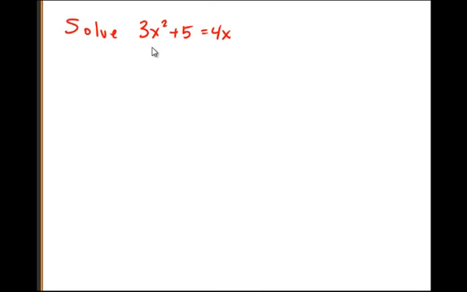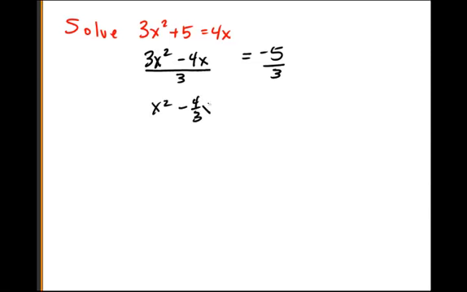I would usually use the quadratic formula when my leading coefficient is not 1, but I'll show you how you could still do completing the square. Let's get the x terms together on one side by subtracting 4x from both sides, and subtract 5 from both sides to get the number on the right. I want it to be 1x squared, so I'm going to divide both sides by 3 and get x squared minus 4/3 x equals negative 5/3.